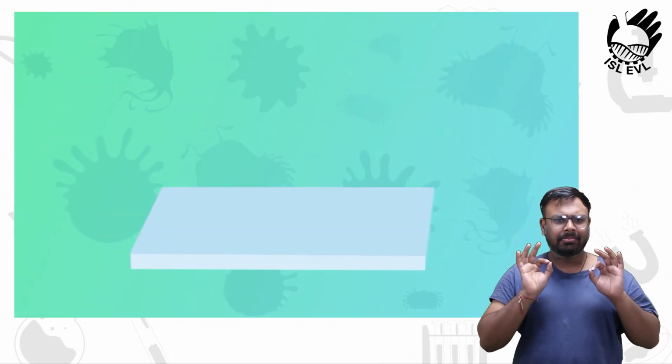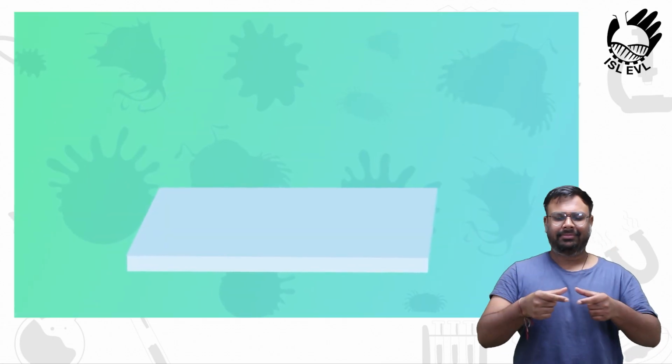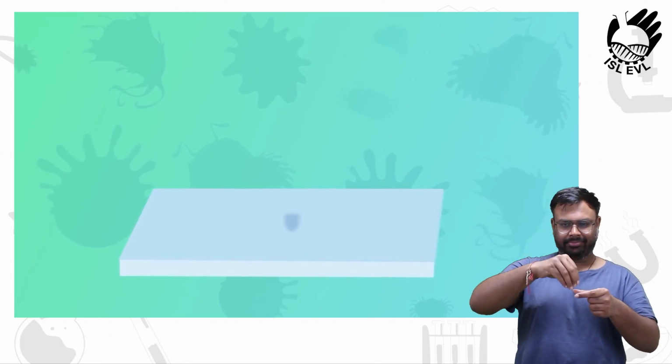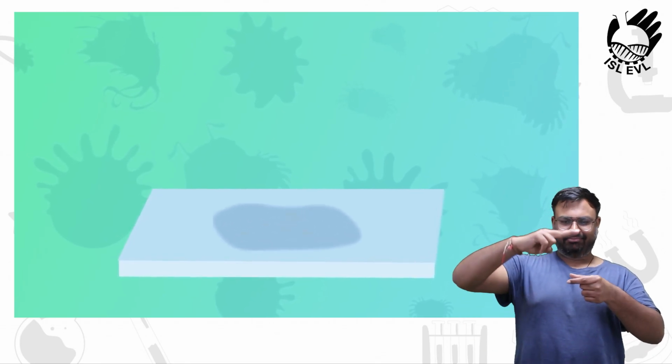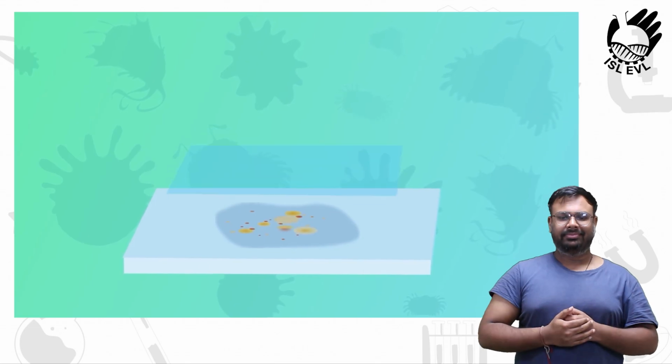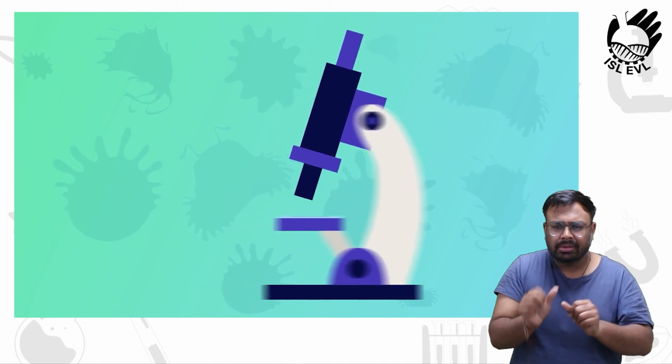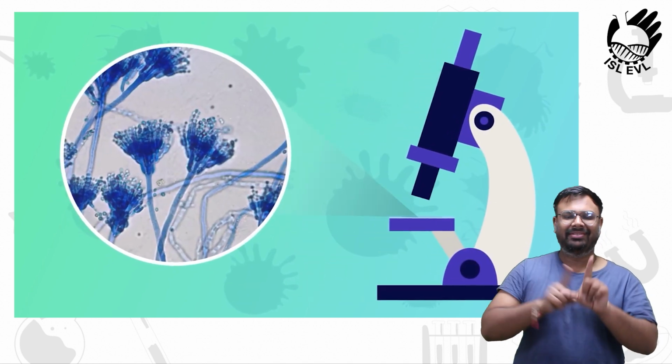Then to visualize yeast and fungi, we use a different stain called lactophenol cotton blue. First, we put a small piece of fungal or yeast growth on the slide and add lactophenol cotton blue and cover it with a cover slip. On microscopic observation, you will be able to see the hyphae of fungus and oval-shaped cells of yeast.